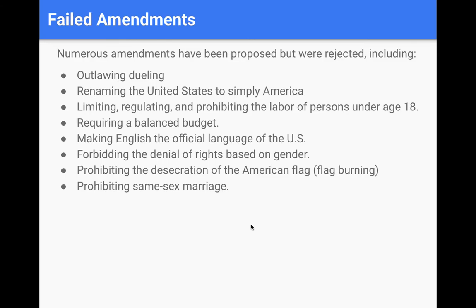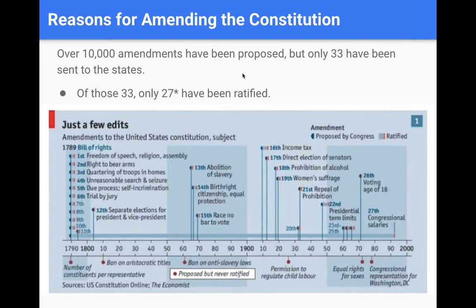The states have said otherwise so far. Okay, when it comes to that, there have been over 10,000 different amendments that have been talked about. Only 33, though, have actually been sent to the states that were proposed. Of those 33, again, we have 27 that have been officially ratified.